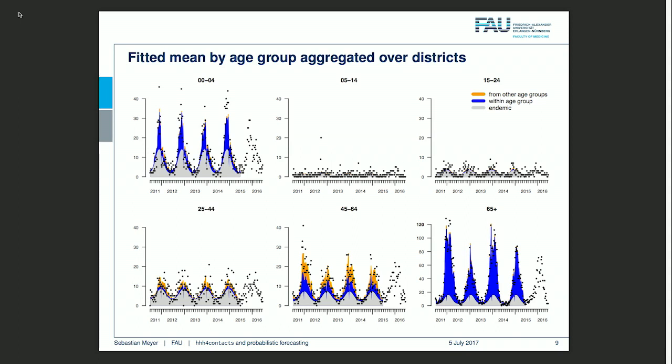The gray contribution is the endemic, the background component, which is mainly identified to reflect the spread in this age group where there's very little incidence, so it's difficult to, I think this is because of underreporting also, that you can't identify autoregressive behavior. But what we also see is that the yellow part, which is transmission from other age groups, is only visible actually in these age groups, which are the parent generations. So this would indicate that there is some transmission from the younger age groups to the parent age groups.